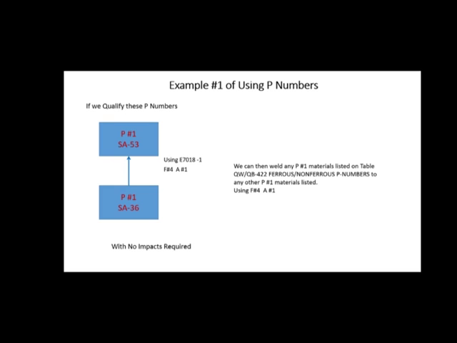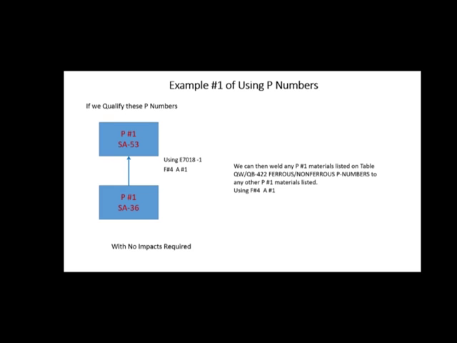Here's an example of using P numbers. If we qualified a weld using these P numbers on the PQR, P number 1 to P number 1, SA 53 to SA 36, with no impact requirements, and let's say we're using E7018-1, which would be an F4A1, we can then weld any P number 1 material listed on table QW/QB 422 to any other material listed on that table that has a P1. We get the whole deal.